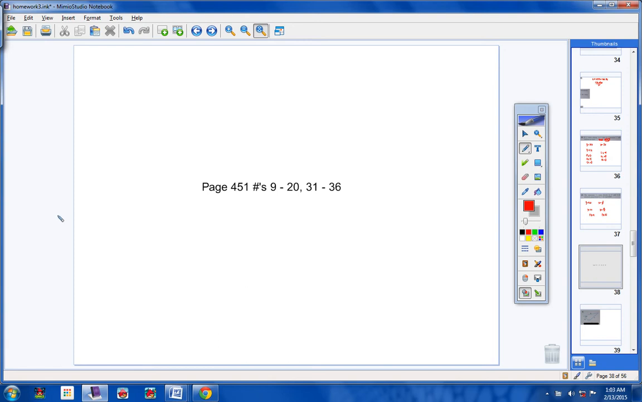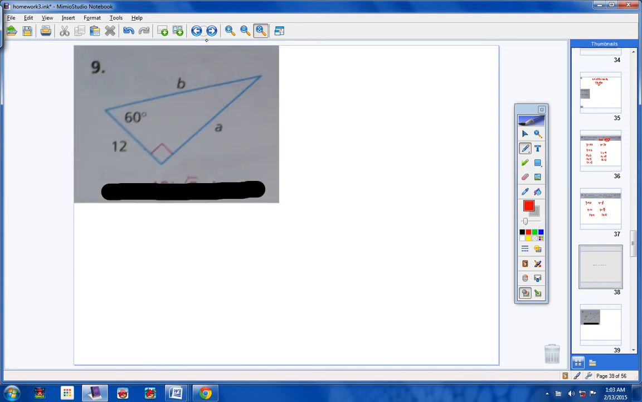Let me turn over to page 451 here. Give me just a second, and here we go. Alright, numbers 9 through 16. The directions say to find the value of each variable in radical form. Okay, so here we go.